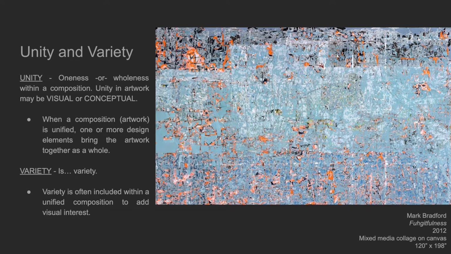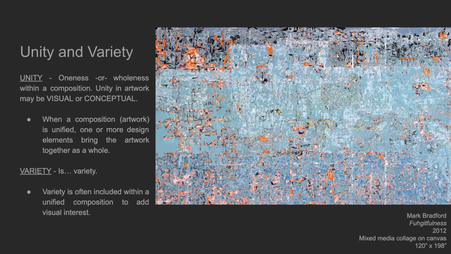Unity and variety. Unity, oneness or wholeness within a composition. Unity in artwork may be visual or conceptual. When a composition or an artwork is unified, one or more design elements bring the artwork together as a whole. So the artist is doing something to bring the artwork together to create unity. Variety is often included within a unified composition to add visual interest.